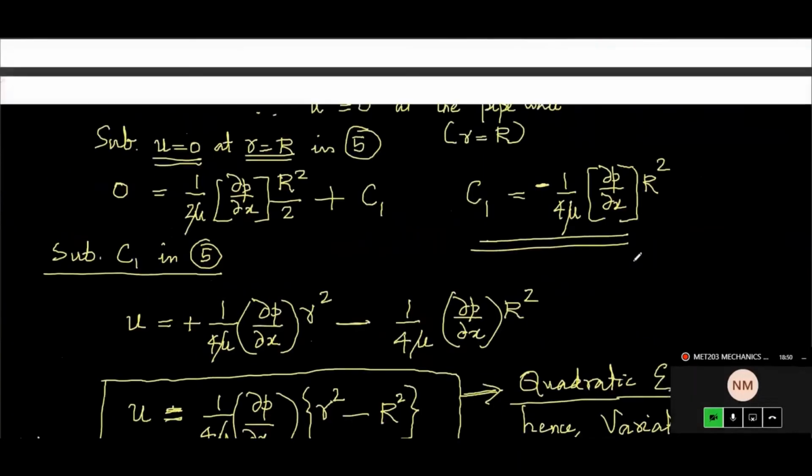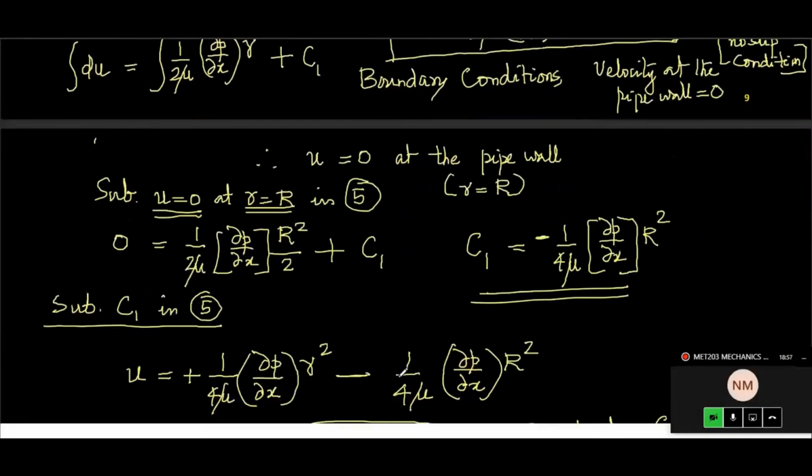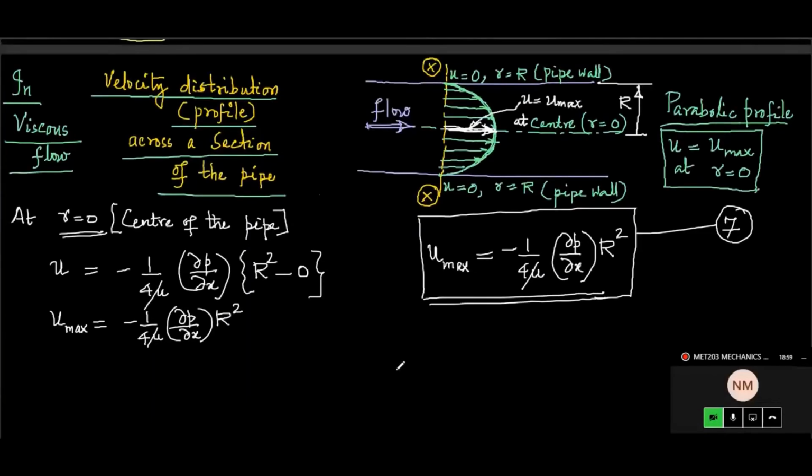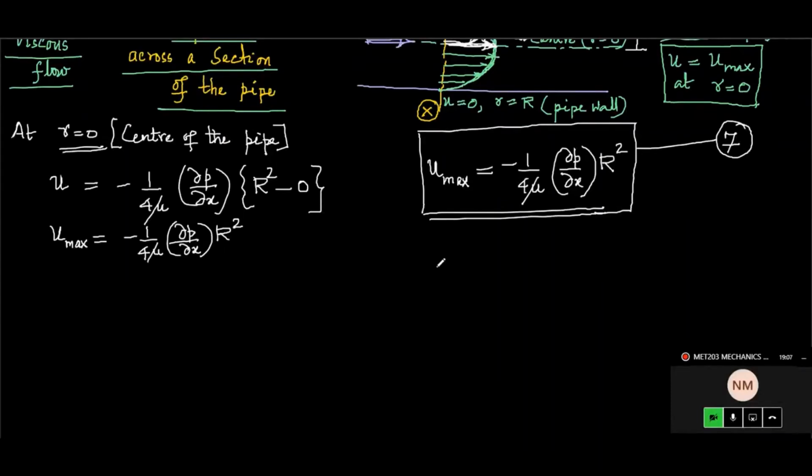And the shear stress profile we have is linear. The shear stress profile is linear and proportional to the radius, but here the velocity is proportional to radius square. But remember, at the center, the velocity is maximum. At the pipe wall, due to the no slip condition, being a stationary solid boundary, the velocity is 0.